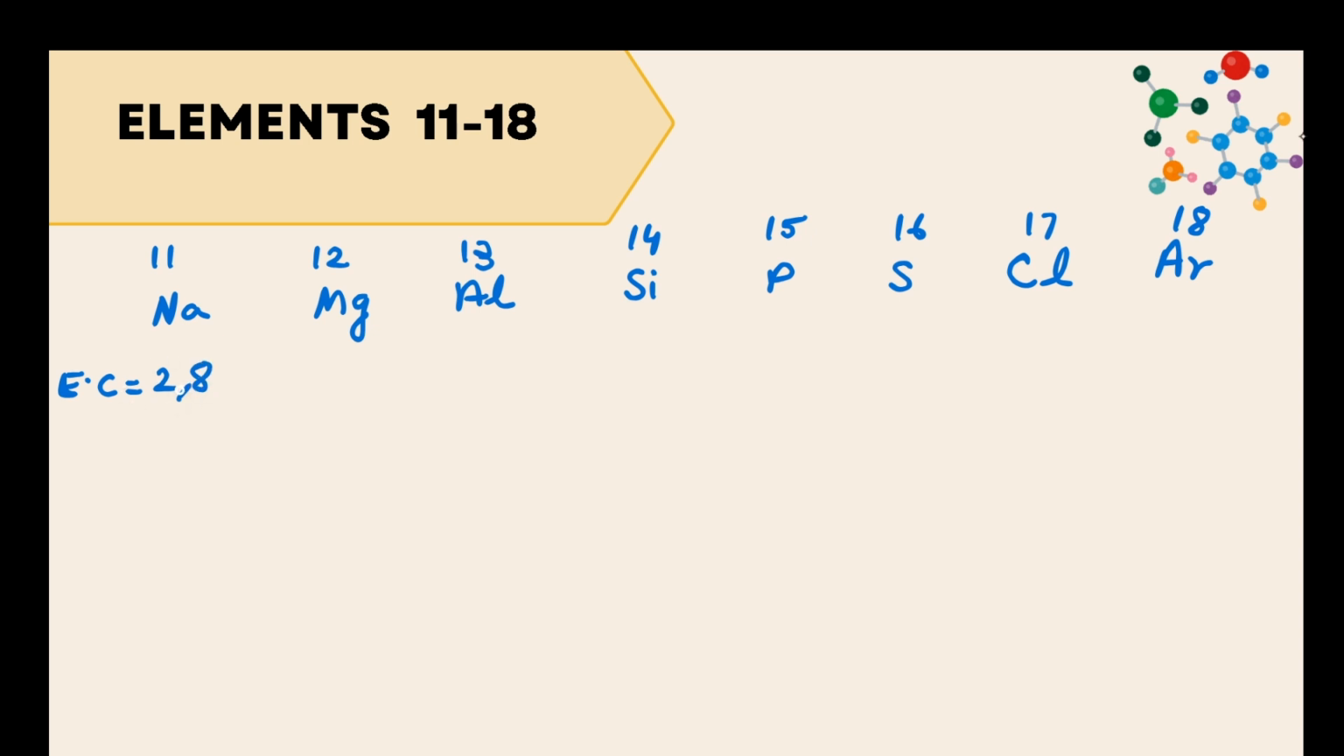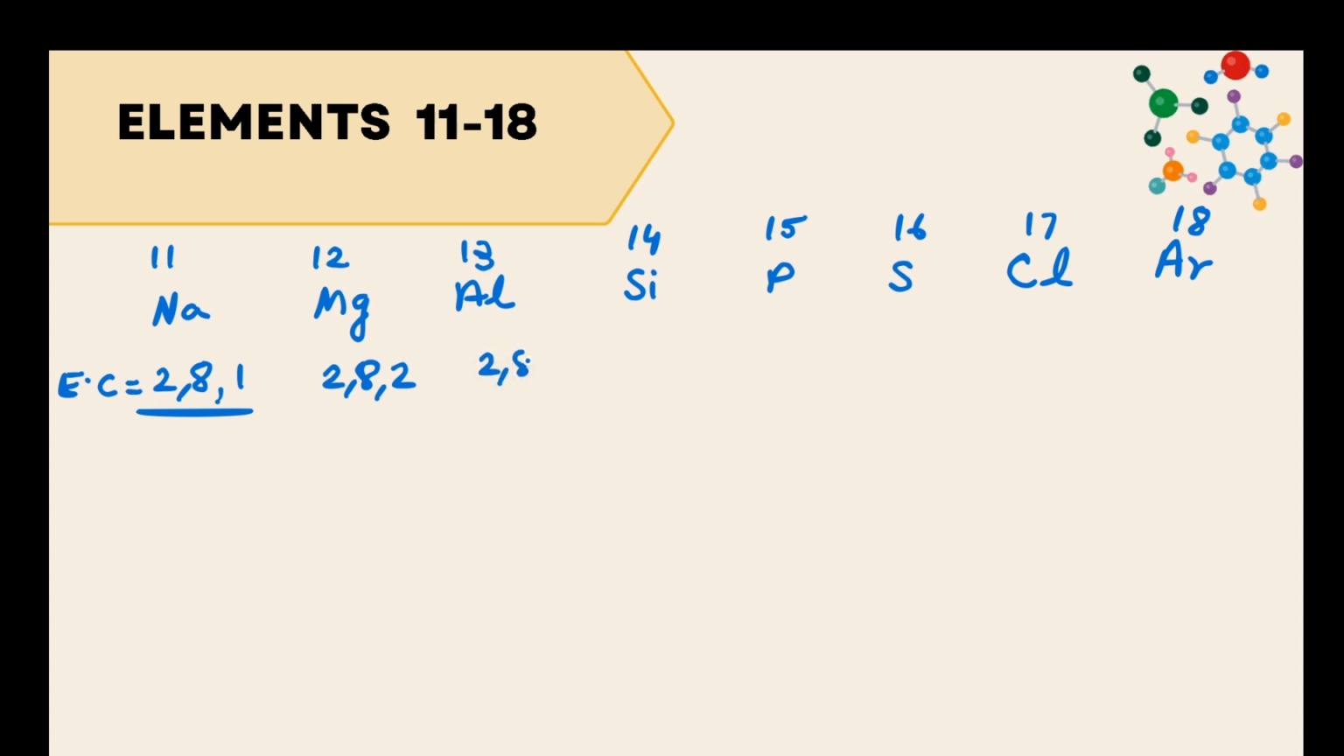So total how many electrons have been accommodated so far? 10 electrons. So the remaining 1 electron will move to the third shell. So that is how we write the configuration for sodium. Same rule will be followed for the remaining elements, that is from 11 to 18. Magnesium: first shell 2, second shell is 8. So remaining 2 electrons in the third shell.